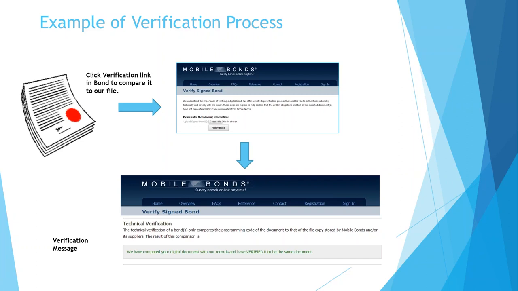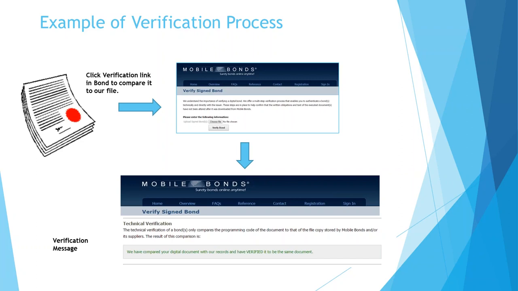Depending on which system you're using, there's a place that you can click within that PDF document that will trigger the verification process. In this particular case, if you trigger the process from the bond, it'll take you to the website where you are just uploading the document. And what happens is it compares the document that the owner has to the document that's stored in the server.